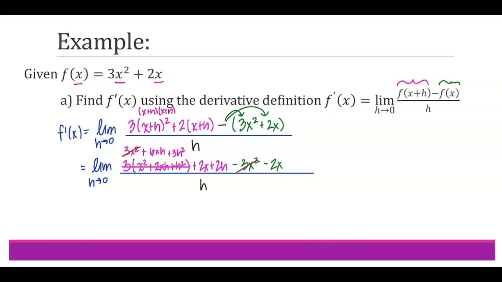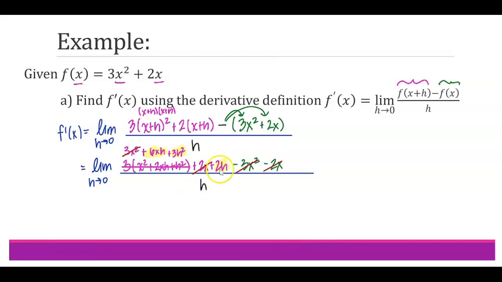So they cancel out and give us 0. And then I have plus 2x minus 2x. All right, well, those cancel out and just give us 0. So in the numerator, what I have left is only terms that involve h. And I need that to happen because I'm going to factor out that h that they all have in common so that I can cancel it with this h in the denominator.